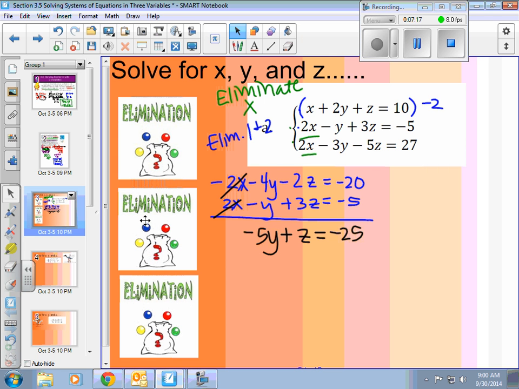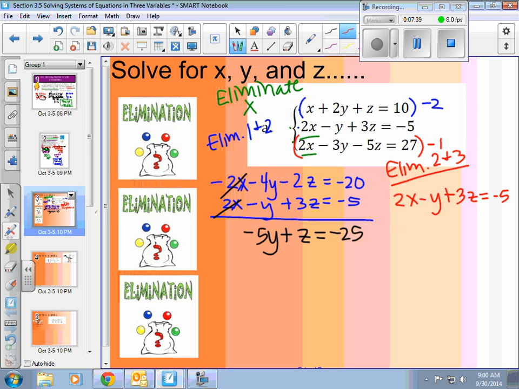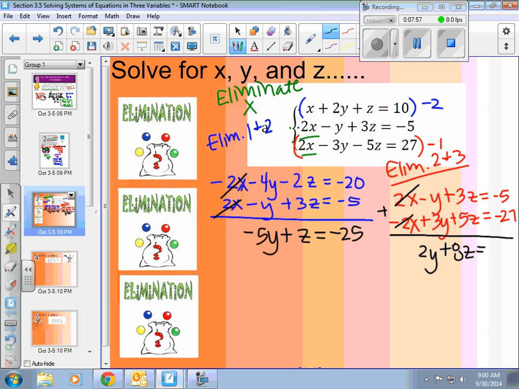Now I'm going to eliminate rows 2 and 3. I'm going to get rid of x. Right away, if I look at it, the x's will cancel except that one is positive and one is negative. So I'm going to take the bottom row and multiply it by -1. So I have 2x minus y plus 3z equals -5. Then I would have -2x plus 3y plus 5z equals -27. And then I add these two. My x's cancel. I'm left with 2y plus 8z is equal to -32.